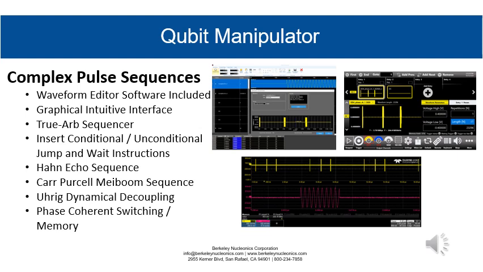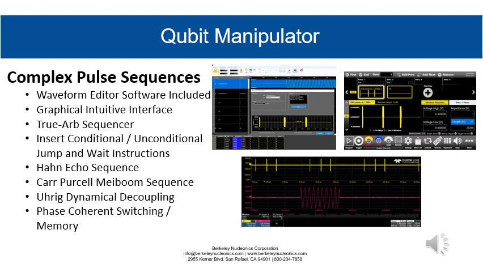Additionally, the advanced mode allows you to insert conditional or unconditional jump and wait instructions to change dynamically the execution of the pulse sequences. Hahn echo sequence, Carr-Purcell-Meiboom-Gill sequence, and Uhrig dynamical decoupling are only a few of the pulse sequences that can be created with the Model 685 software package, and they can be used in dynamical decoupling, correction of inhomogeneous microwave fields, or quantum error correction experiments.